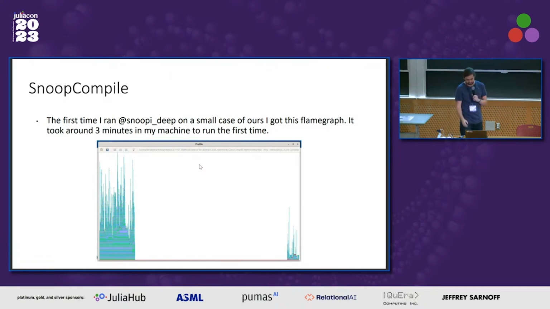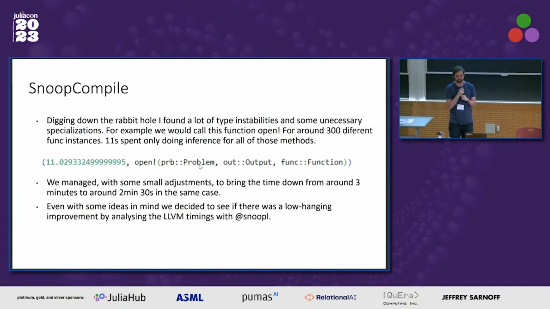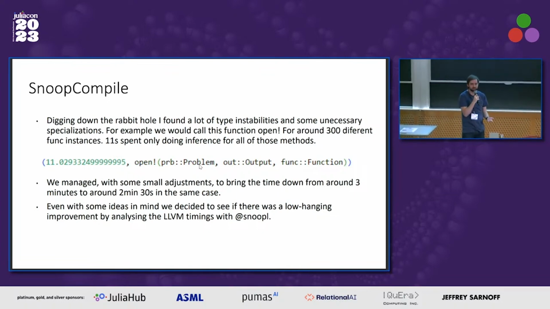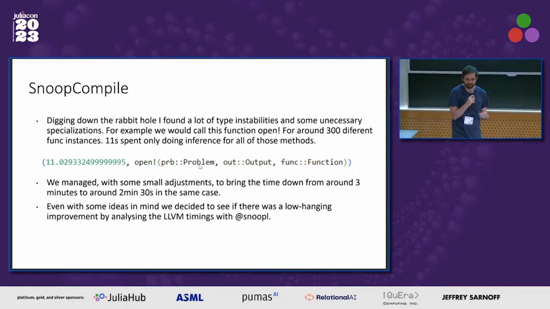And so I started digging into the code, and digging into the rabbit hole, I found a lot of type instabilities that have been there for a long time, and some unnecessary specializations. So one example of it is that we had a function called open. I changed a little bit the types, but the idea of the function is this one. And this open function was specializing for 300 different functions. And it was taking about 11 seconds only to do the inference on these functions. And this sucks. There's a lot of time spent, and it annoys me so much.